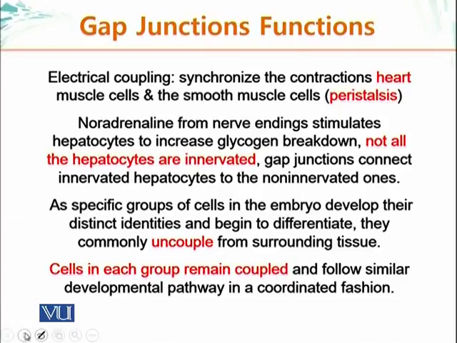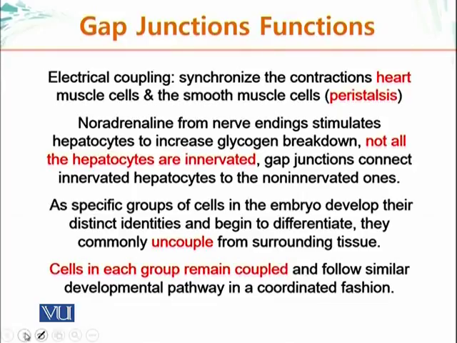Electric coupling: I have already briefly mentioned the synchronized contractions of heart muscle cells and the smooth muscle cells of our GI tract, our intestines. These cells, which form these vessels, communicate with each other through gap junctions. In the smooth muscle contractions called peristalsis, these gap junctions play a very important role in coupling these cells to form synchronized contractions.